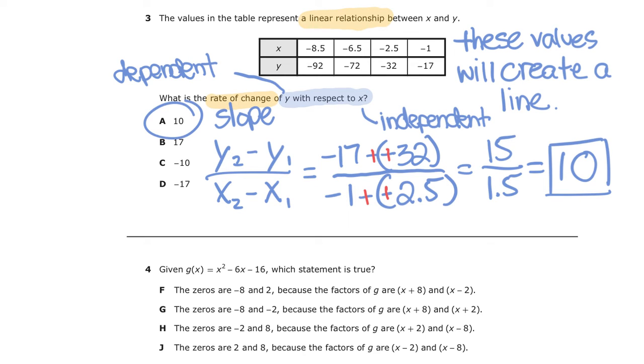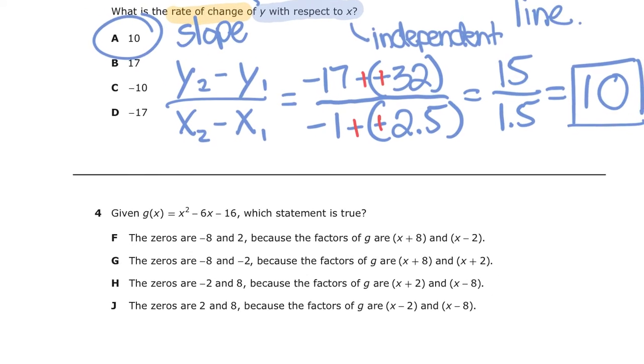While getting the correct answer in this question is nice and helpful and makes us feel good, the big idea of this question is you need to know that a linear relationship between two variables yields just one slope. And the way that you find slope or rate of change is you subtract the y's, subtract the x's, and divide, such that the y's are in the numerator and the x's are in the denominator.